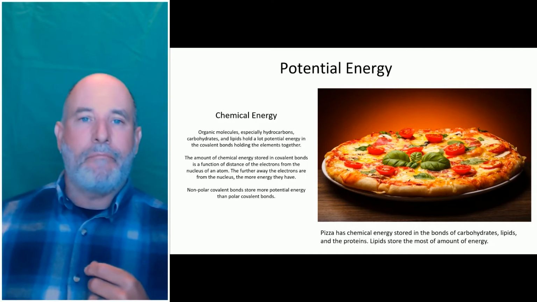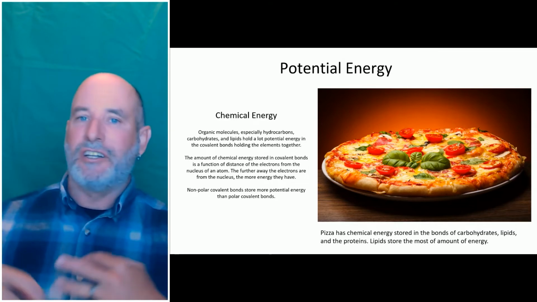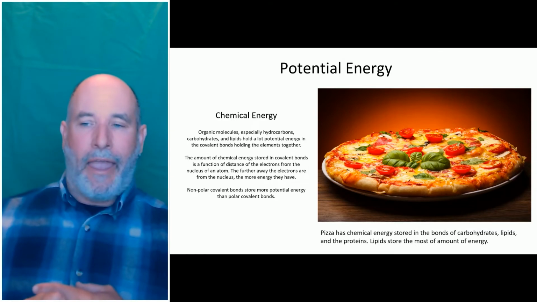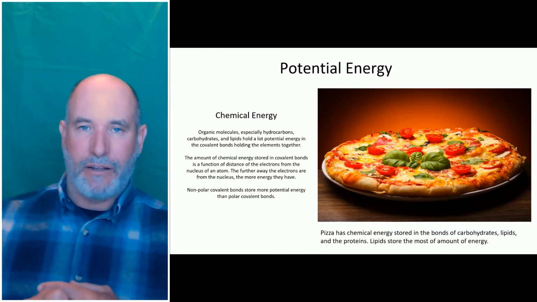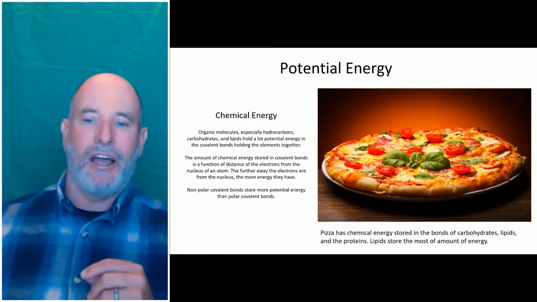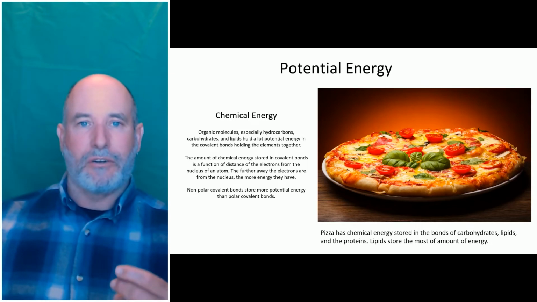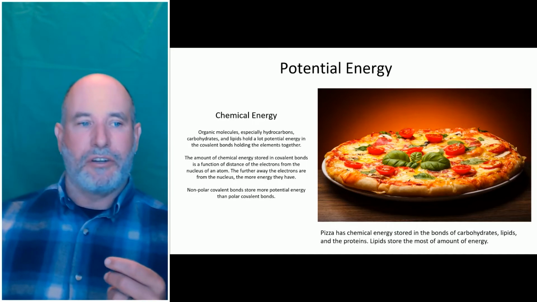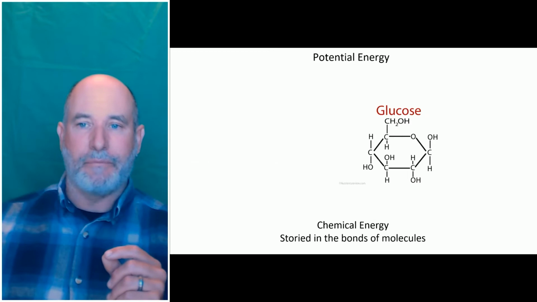At any rate, pizza has carbohydrates in the crust. It's got fats in the cheeses. It's got proteins. And all of these organic molecules basically store potential energy, and specifically they store it in the bonds, in the covalent bonds, and they store it as chemical energy. So chemical energy is a type of potential energy. Different covalent bonds store more potential energy than other covalent bonds. And that's a point I'll come back to in a second.